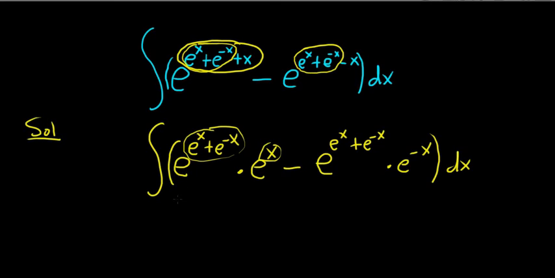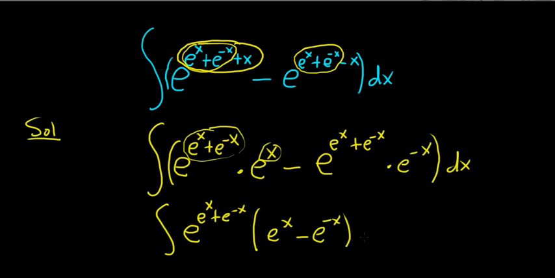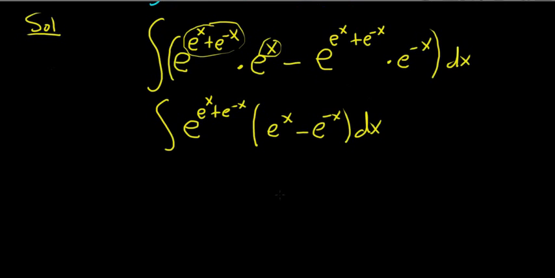Now we can factor out this e to the x plus e to the negative x. So this is the integral of e to the x plus e to the negative x, and then parentheses, and then we have e to the x minus e to the negative x, and then we have dx. And now we're in a good place. Now the substitution might be a little more clear, right? Because we can let this piece here be our u. And then you'll see that du is going to appear right here.